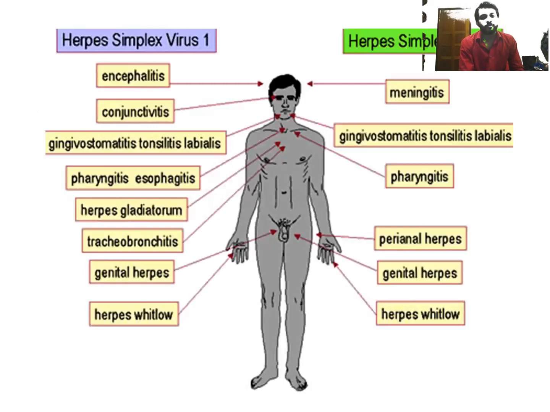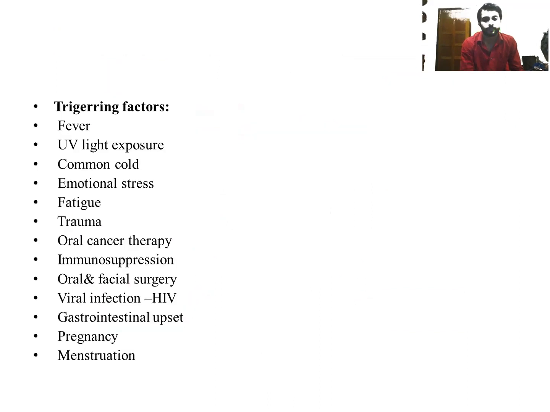Features of herpes simplex virus 1 are encephalitis, conjunctivitis, gingivostomatitis, tonsillitis, labialis, pharyngitis, esophagitis, herpes gladiatorum, genital herpes, and herpetic whitlow. HSV2: meningitis, pharyngitis, perianal herpes, genital herpes, herpetic whitlow. Triggering factors include fever, UV light exposure, common cold, emotional stress, fatigue, trauma, oral cancer therapy, immunosuppression, oral and facial surgery, viral infections, gastrointestinal upset, pregnancy, and menstruation.